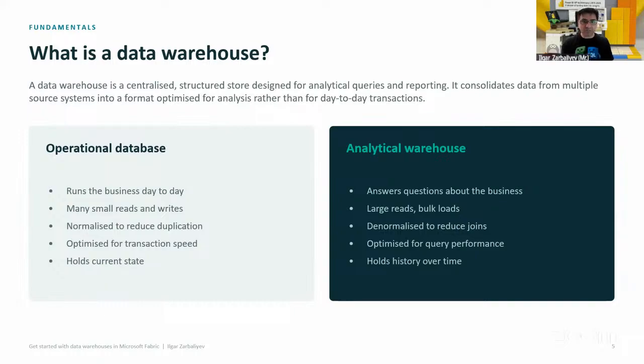So let me make it concrete. On the left, you have your operational database. This is the system that runs the business day to day. Your point of sale, your ERP, your CRM. It handles a very large number of small reads and writes. It's normalized, which means data is split across many tables to avoid duplication. It's optimized for transaction speed, and it generally holds the current state of things.